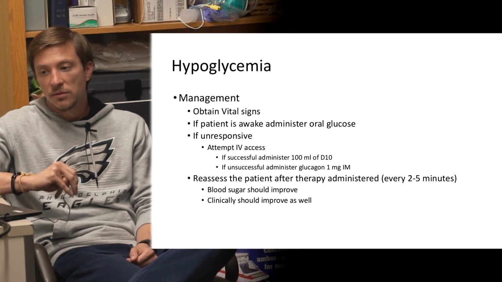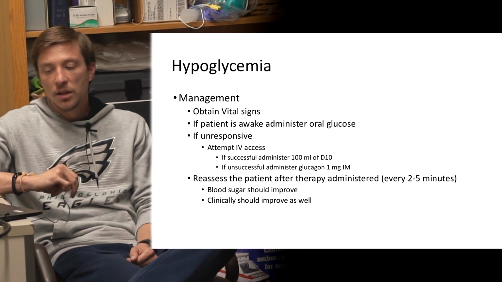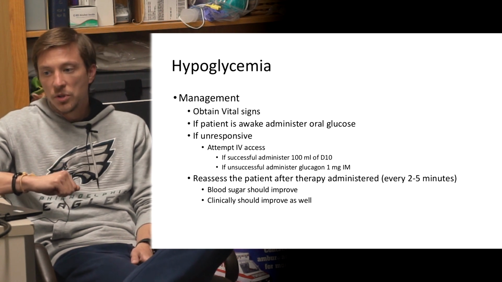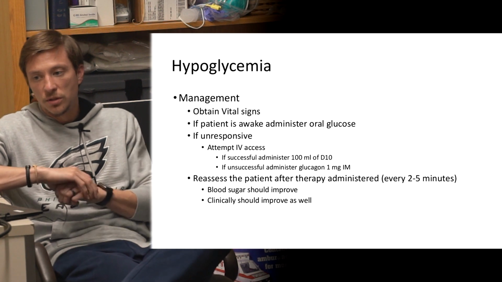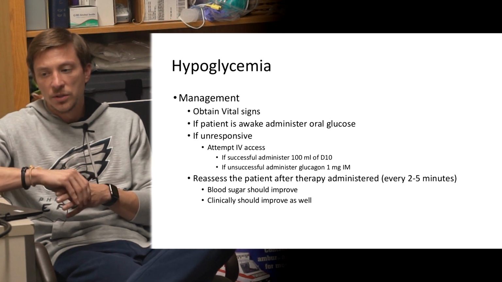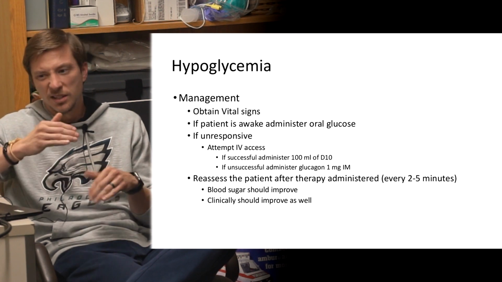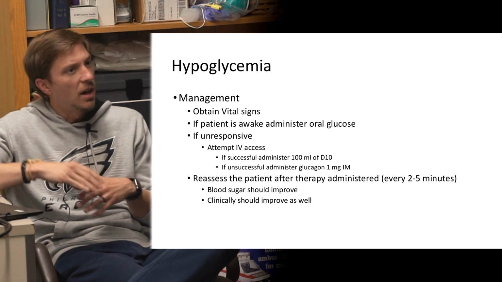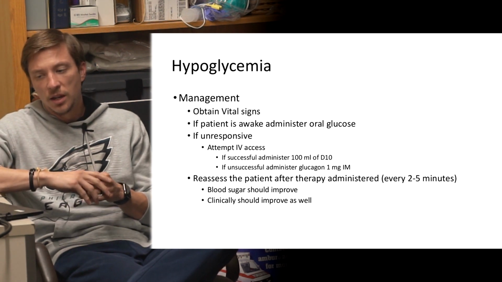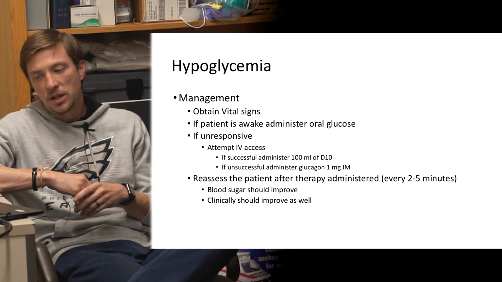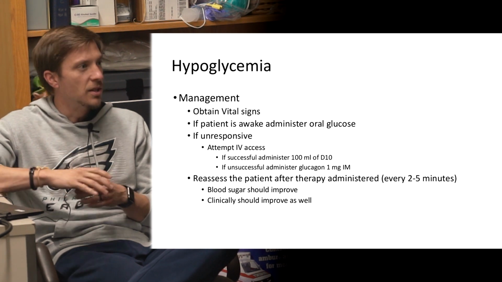If they are unresponsive, we can attempt IV access. I would say if they're unresponsive, give it one attempt. If you get the IV, that's great. You can go ahead and start administering the D10 solution. Typically 100 mLs is the initial bolus. It comes in a 500 mL bag. You give 100 mLs, and then you wait to see if there's any response. Give it about 2 to 5 minutes, then reassess. If you don't get any response after those 100 mLs, you can give another 50 mLs of the D10.